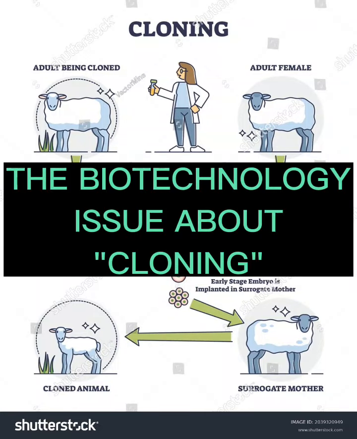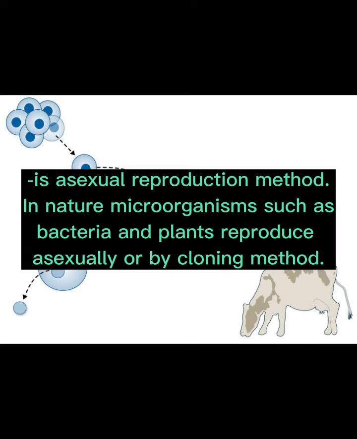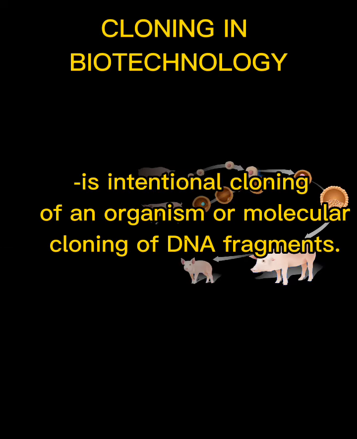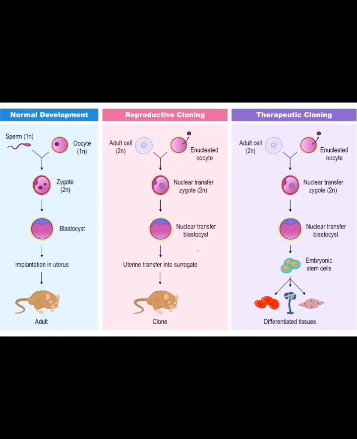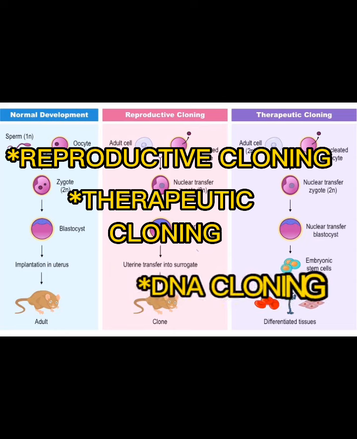Technology issue about cloning. Cloning is a process of producing genetically identical organisms that already occur in nature. Cloning is an asexual reproduction method. In nature, microorganisms such as bacteria and plants reproduce asexually or by cloning. Cloning in biotechnology is intentional cloning of an organism or molecular cloning of DNA fragments. In biotechnology, scientists mainly use three types of cloning, known as reproductive cloning, therapeutic cloning, and DNA cloning.